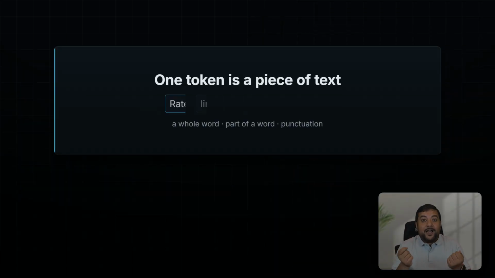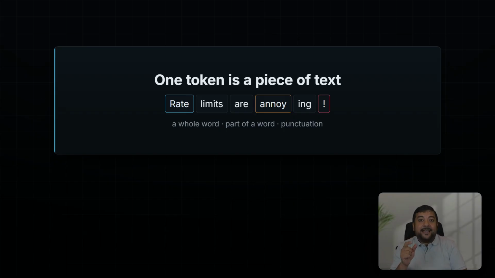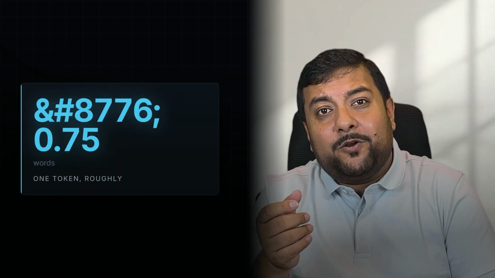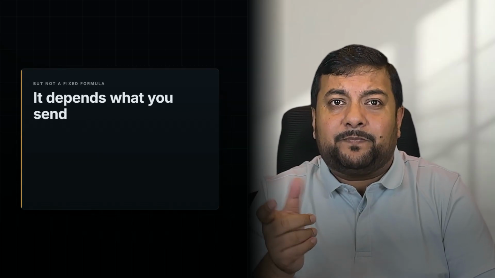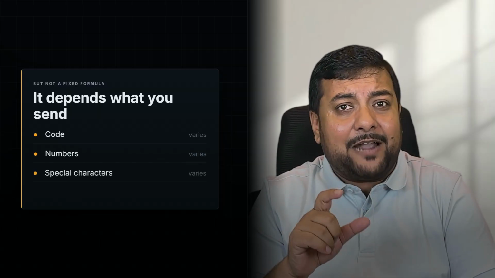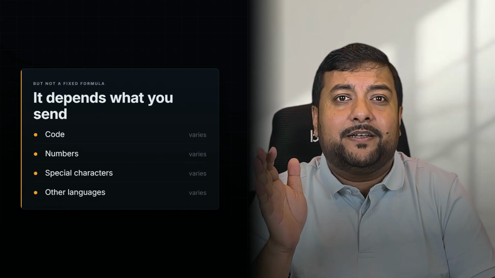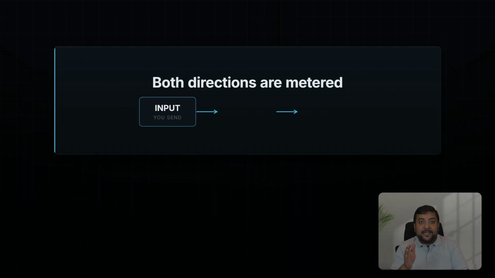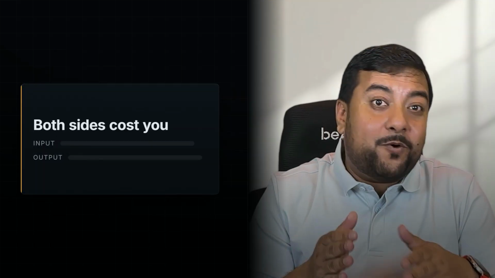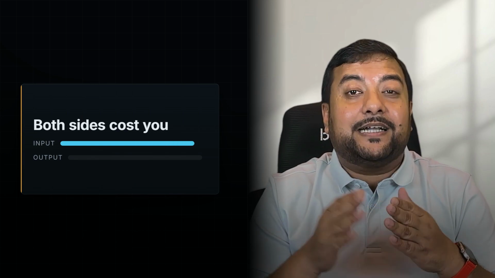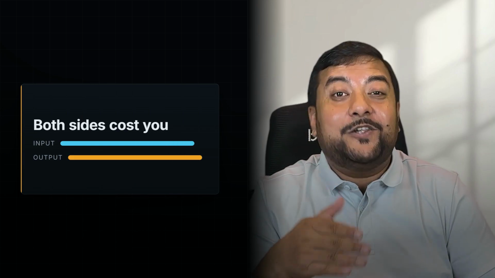Now, what is a token? A token is a small piece of text. It could be a complete word, it could be a part of a word also. It could be even a punctuation or a symbol. In other words, one token is roughly three quarters of a word. But don't take that as a fixed formula. Code, numbers, special characters, and different languages can be broken into tokens differently. The important point here is every time you send a prompt, the AI reads tokens. And when it gives you an answer, it generates more tokens. So both sides matter. Your input consumes processing and the output also consumes processing.